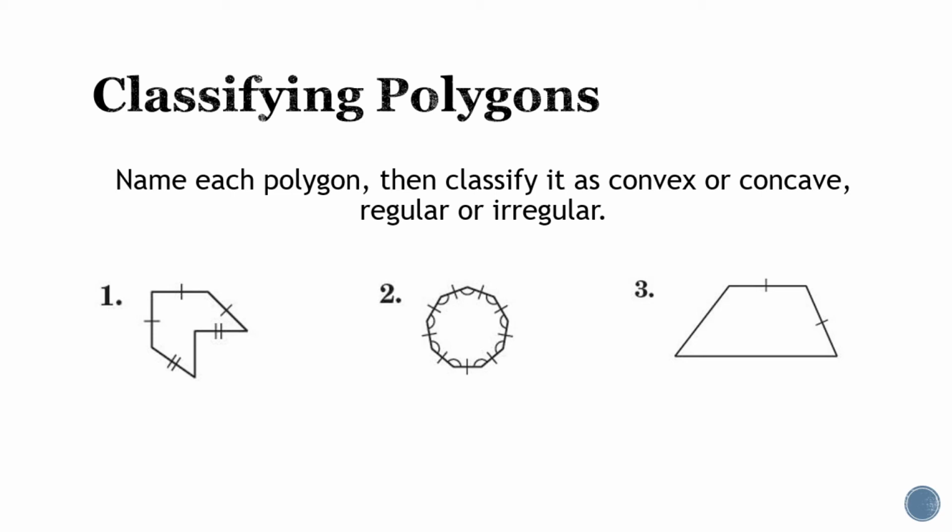Okay, first one. How many sides? 6-sided, concave, and it's irregular. Okay. Second is a 9-sided, so it's a nonagon. So first one was a hexagon, second one was a nonagon, and it was convex, and it is regular. Okay, the third one is a quadrilateral, and it is convex, and it is irregular. Okay.